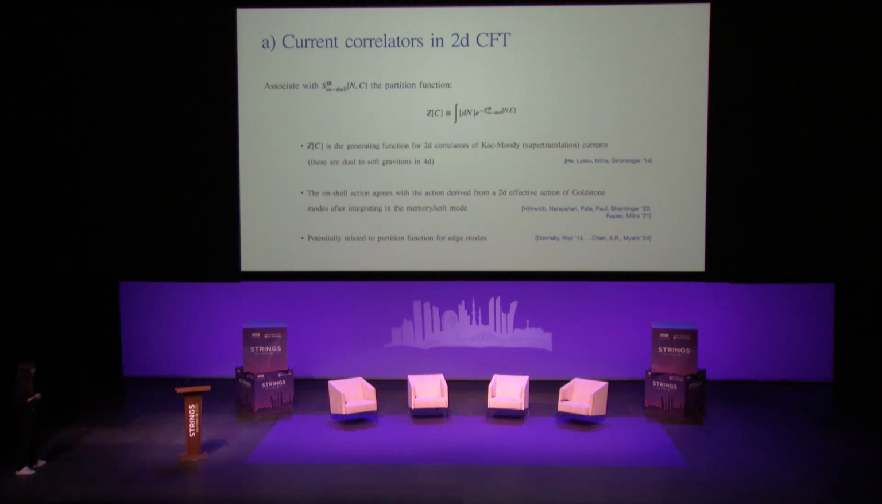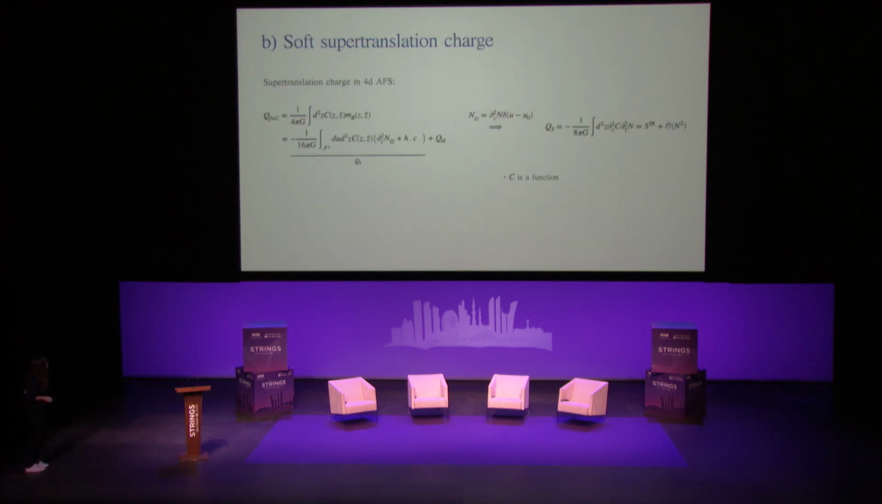And finally, there may be some interesting relation, which I won't have time to talk about, between this action and the partition function for edge modes in gravity. Okay, and since I don't have much time left, let me be very brief about the connection to the supertranslation charge. The supertranslation charge is just given by the integral of the Bondi mass aspect against a function on the sphere. And then using the constraint equation that I showed before, one can decompose this charge into two components. One of them is the hard part. So basically, in pure gravity, it would just involve a term quadratic in n.